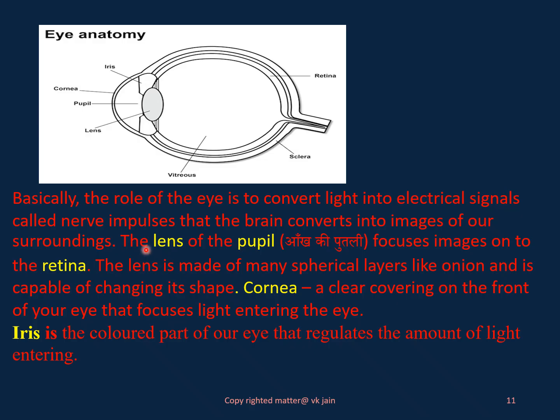The lens of the pupil, आँख की पुतली, focuses images onto the retina. The lens is made of many spherical layers like an onion, जैसे प्याज के छिलके होते हैं, and is capable of changing its shape. The cornea is a clear covering on the front of your eye that focuses light entering the eye. The iris is the colored part of our eye that regulates the amount of light entering to our mind.